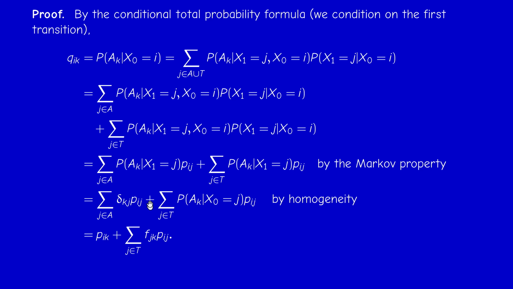Now look at the first sum. Here in the first sum, j is absorbing and k is absorbing. So if j equals k, this is just 1. If j is different from k, this is 0, because we have two distinct absorbing states, so we cannot move from an absorbing state to another one. I denote this by delta_kj, the canonical delta: it's 1 if k equals j and 0 otherwise. So the first sum is actually just P_IK, because there's only one term surviving, which is P_IK.